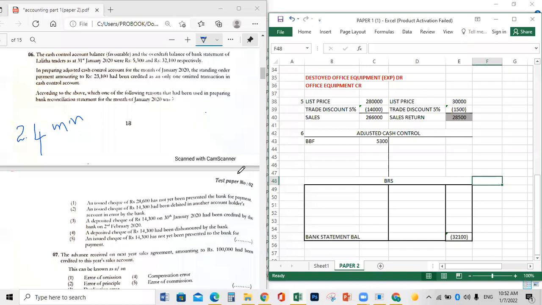Okay, so fine. Guys, if it is a bank overdraft balance, then you have to show it as negative. You have to show it as negative 32,100. In preparing the adjusted cash control for the month of Jan, the standing order payment of 23,100 has only been recorded as an omission in the cash control. Okay, so they have seen that there is an omission of the standing order.